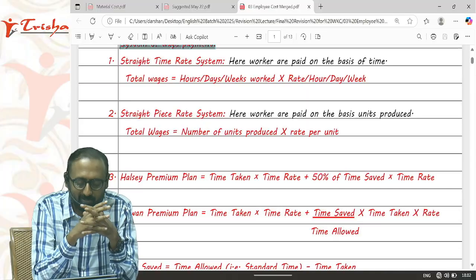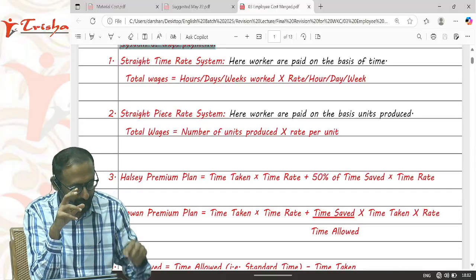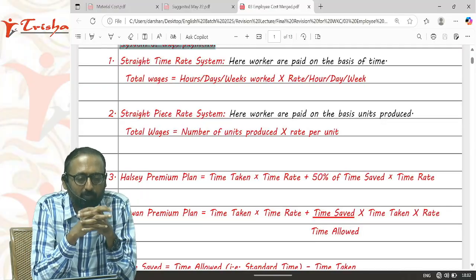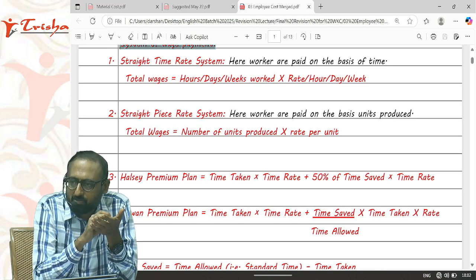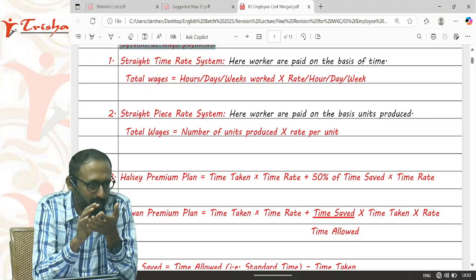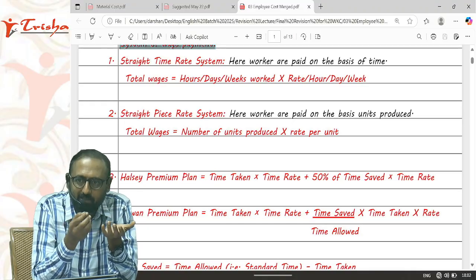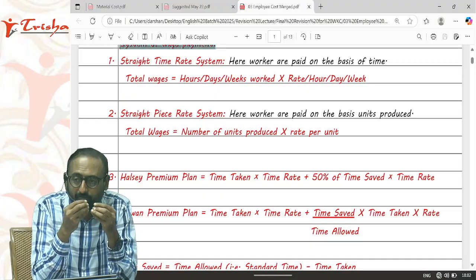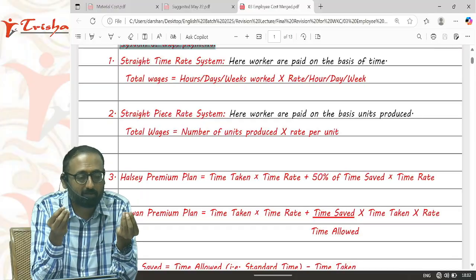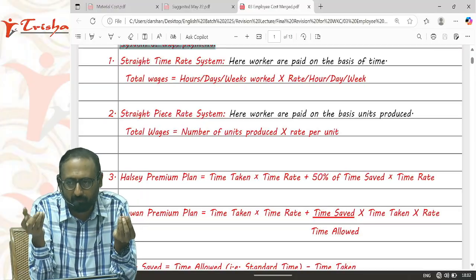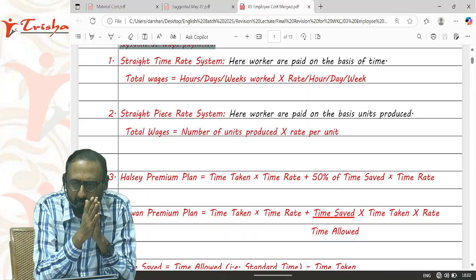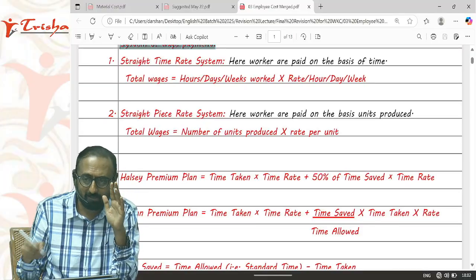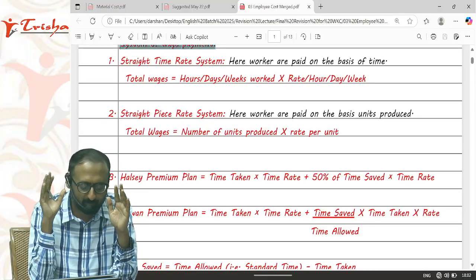So let's start with the first part, that is the time rate system. What is the formula for time rate system? Hours worked multiplied by rate per hour. If you are paying daily, then days worked multiplied by rate per day. If payment is received per week, then weeks worked multiplied by rate per week, or months worked multiplied by rate per month. Maximum time, 99%, only this formula will be applicable, that is hours worked multiplied by rate per hour.